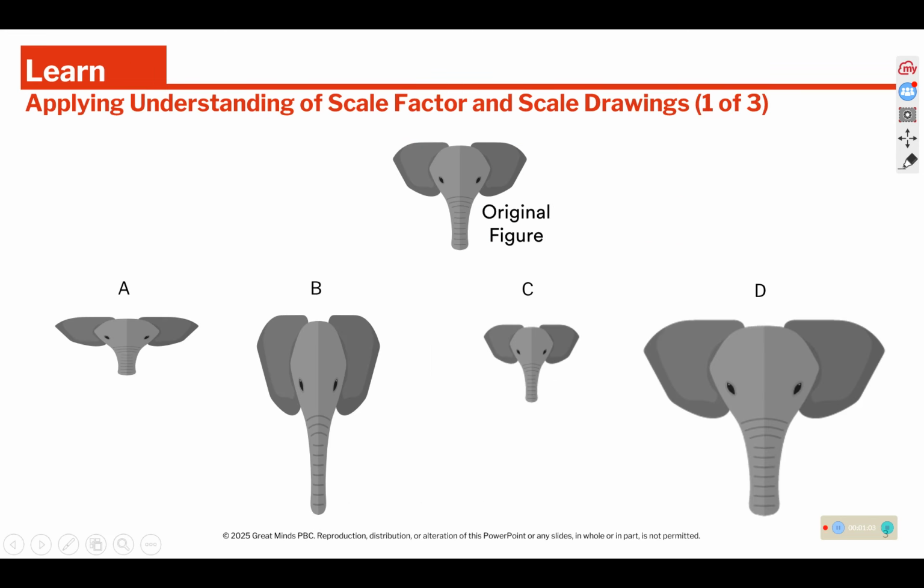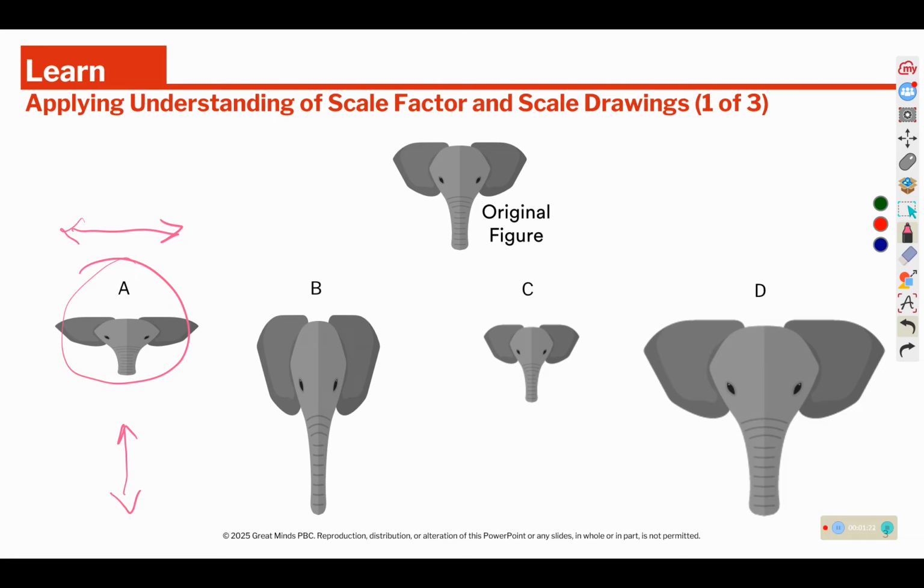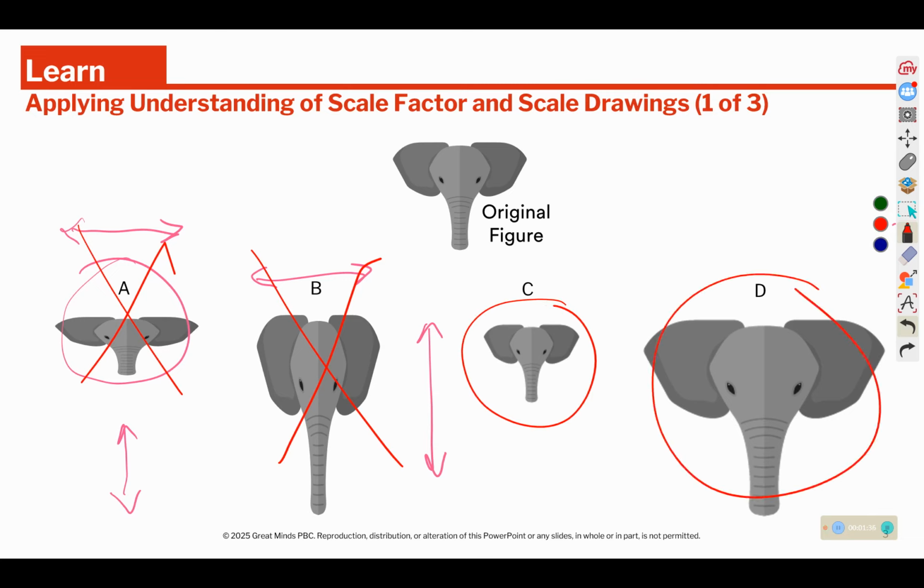Here I have an original picture of an elephant. 2 of these are scale drawings, and 2 of them are not. You'll notice that this first one here is stretched horizontally, but not vertically. Whereas this one is stretched vertically, but not horizontally. In order to be a scale drawing, we have to either stretch or shrink in both directions to make the image appear the same as the original, just a different size.